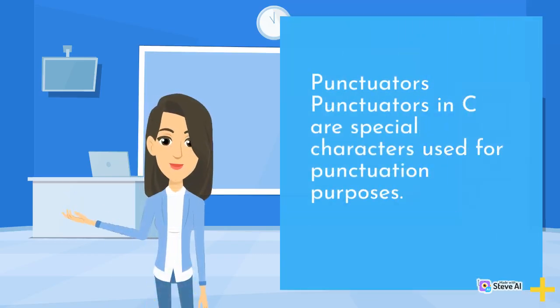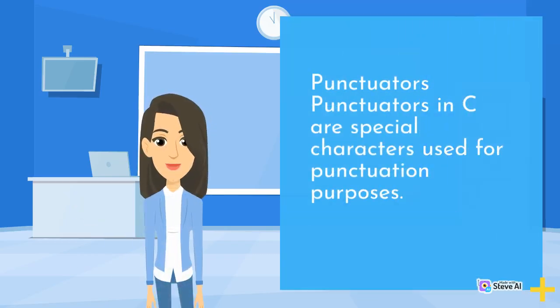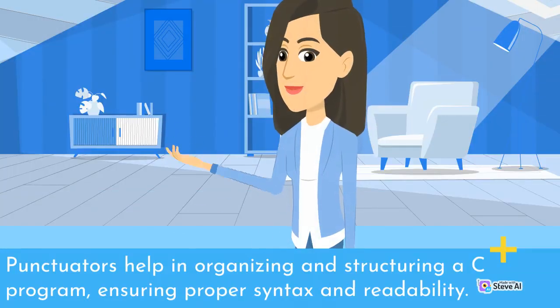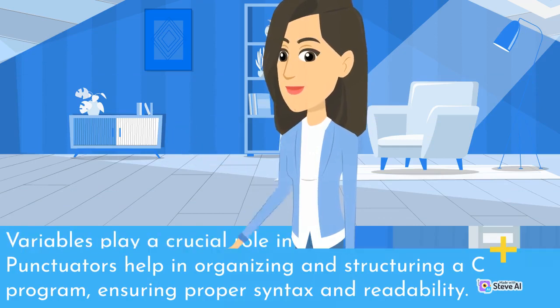Punctuators. Punctuators in C are special characters used for punctuation purposes. They include parentheses, semicolons, commas, braces, and colons. Punctuators help in organizing and structuring a C program, ensuring proper syntax and readability.